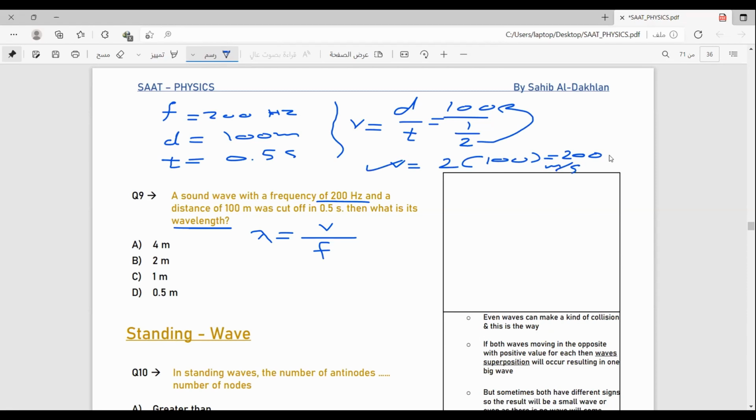Now let's find the wavelength. We have 200, the velocity, over the frequency. The frequency from the question is 200 hertz. So it is 1. The wavelength is a length, and the SI unit is meter. So it will be 1 meter, and the answer is C.